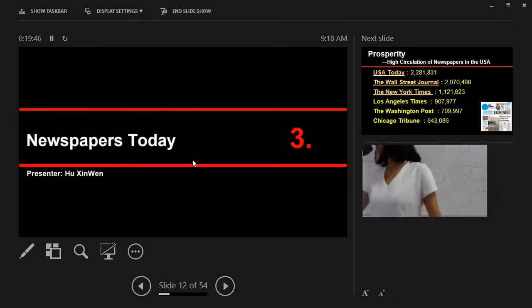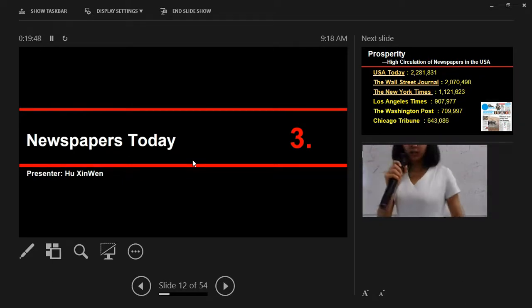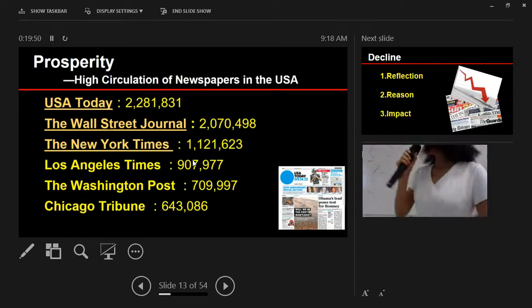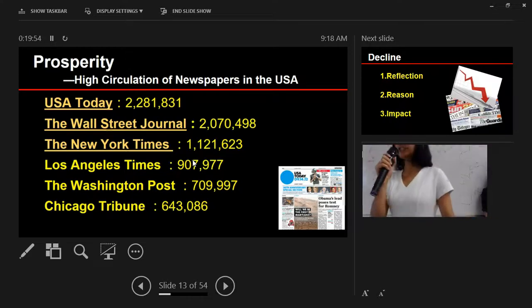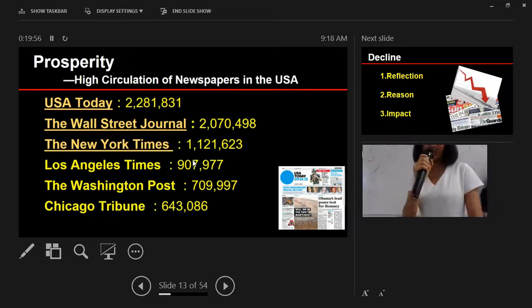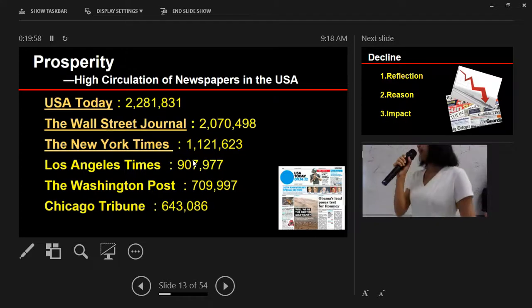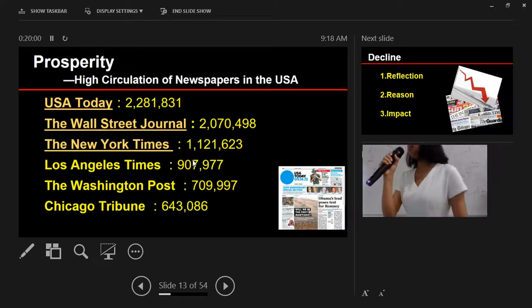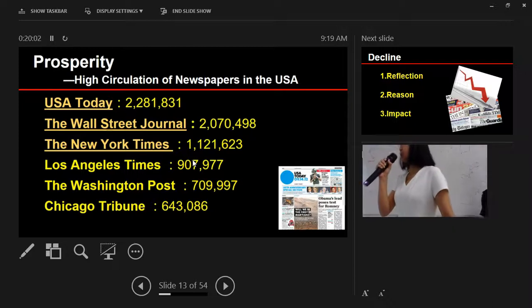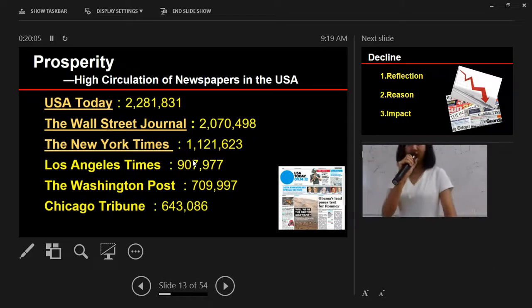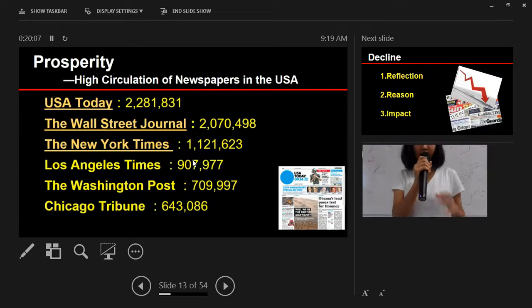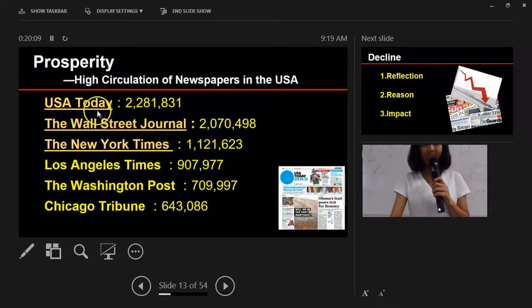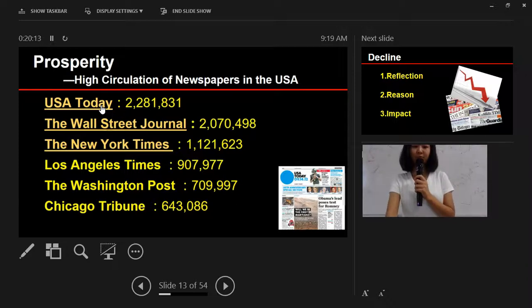Okay, I will introduce newspaper today. There are two parts in this section: prosperity and decline. And take the U.S. as an example. Let's identify how popular newspaper was at that time. First is the USA Today. Its circulation is 2,281,831.